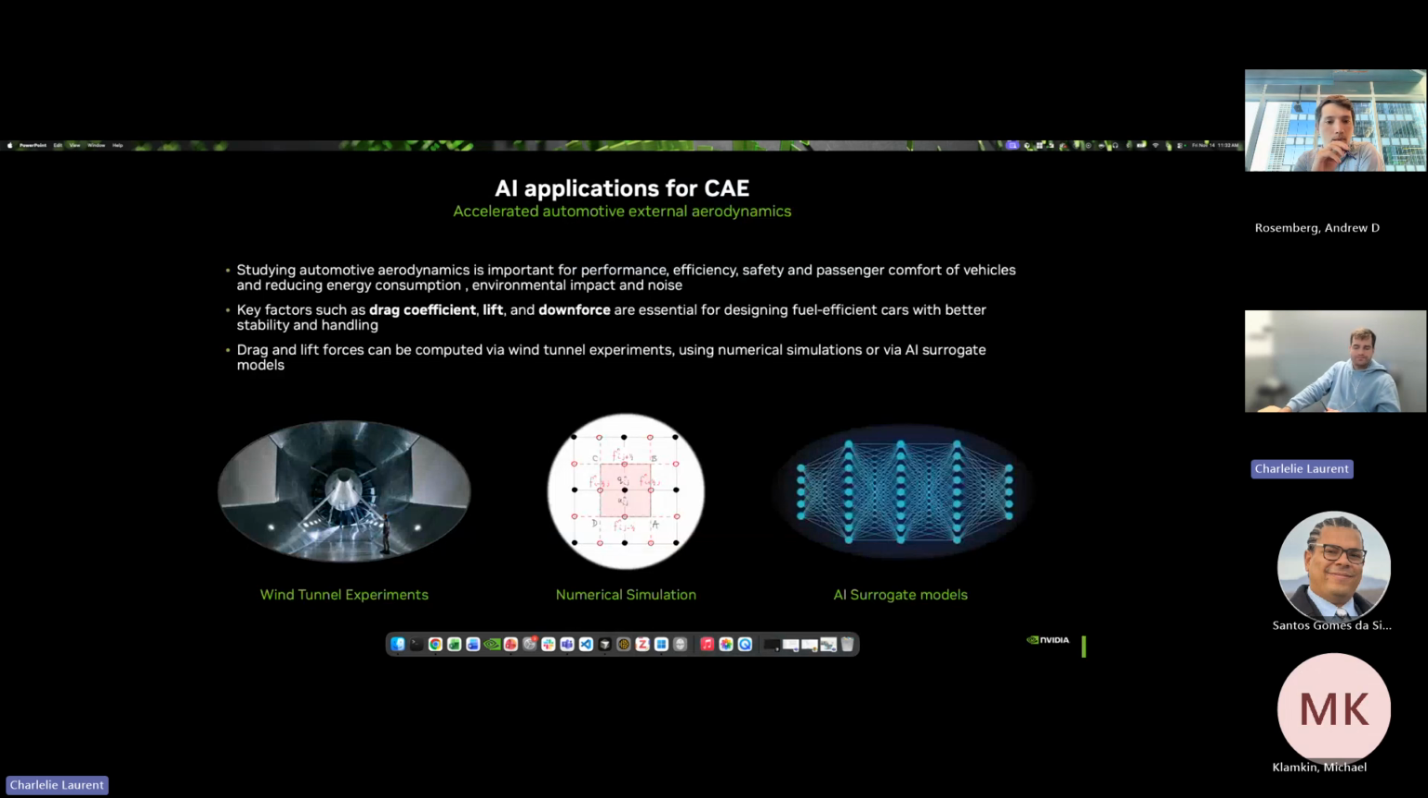Yeah. Okay. So this is what I explained before: experiment, simulation, surrogates. Now we are moving to surrogates that can complement simulations, but not replace simulation.